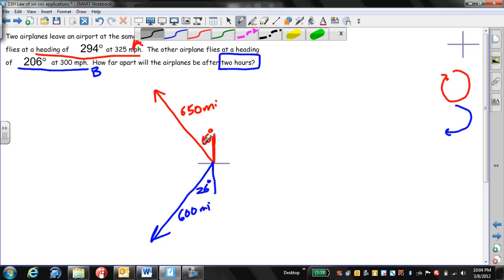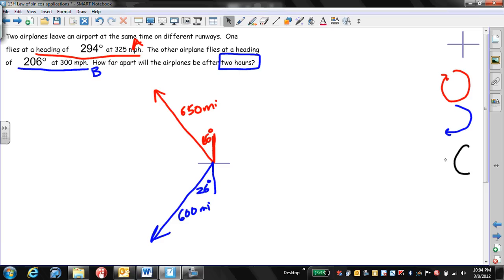So again, if this is 66 degrees and this is 26 degrees, and together this has to be 180 degrees, then what's the missing angle? Simply subtract it from 180, the addition of those two angles, and we get ourselves 88 degrees. Okay. Now the question's asked, how far apart are these two airplanes after 2 hours? Well, that's the distance of that line right there.